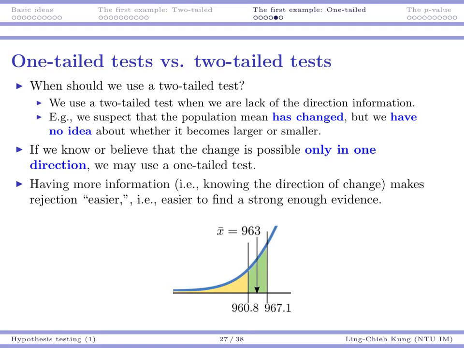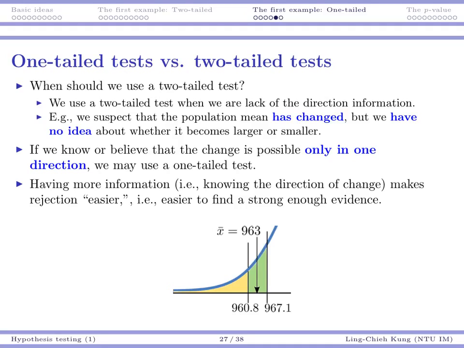If that's not the case, if this is just, for example, a regular inspection, maybe at the end of every week or every month, where we need to test whether mu is still 1000, with no information about the direction, we would use a two-tailed test. So having more information, in this case knowing the direction of change, would make the rejection easier, meaning it is easier to find strong evidence to show that H0 is wrong.